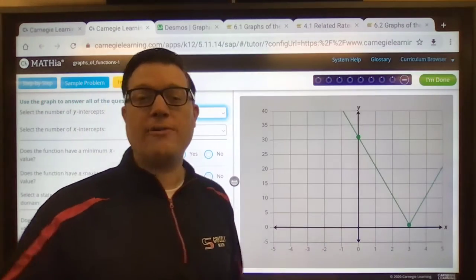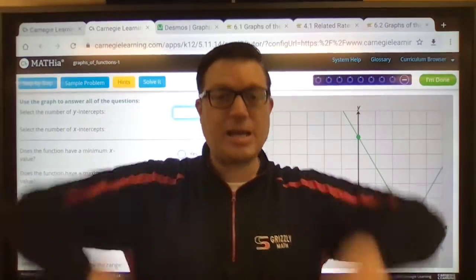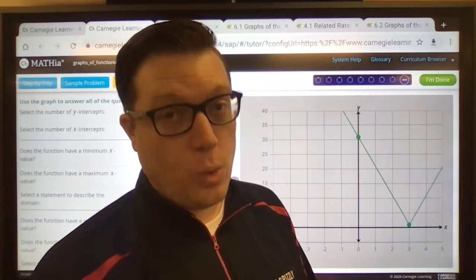Point being is that we're going to get back to this graph. It's an absolute value graph. The conversation of this section is last of all to say what's the domain and what's the range.